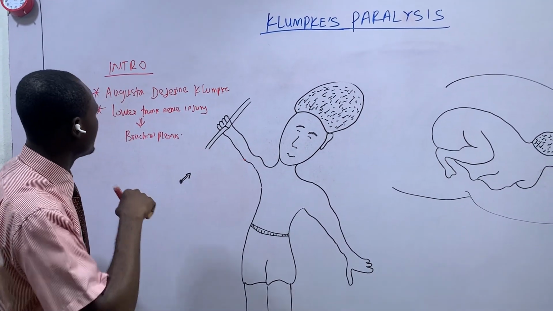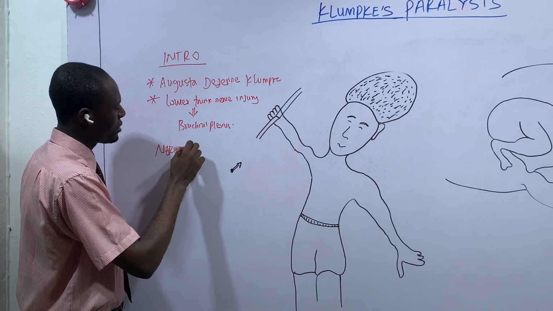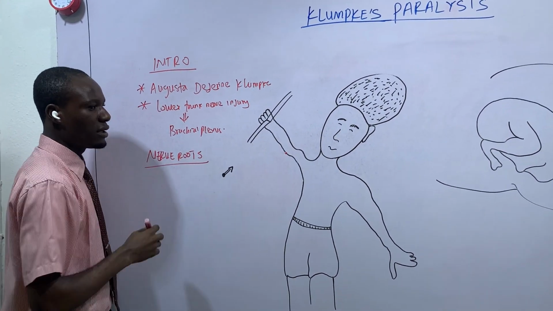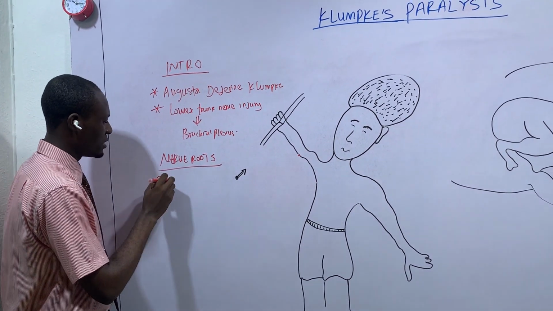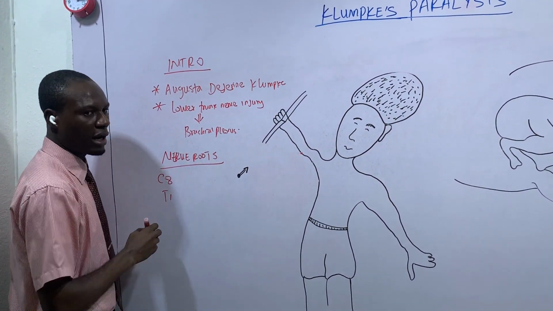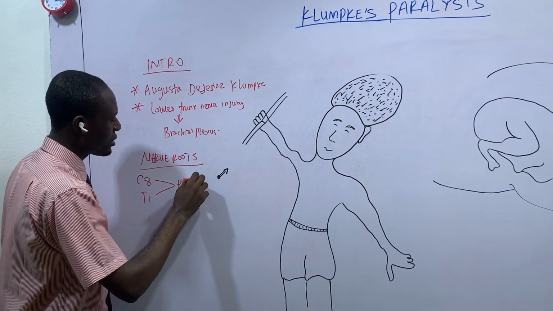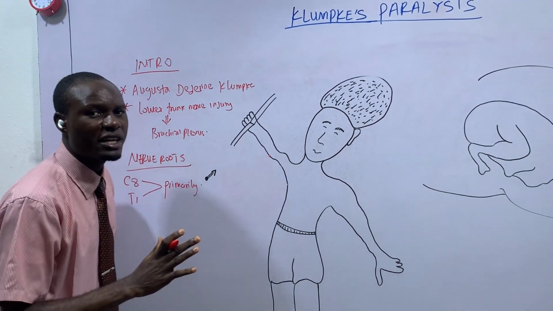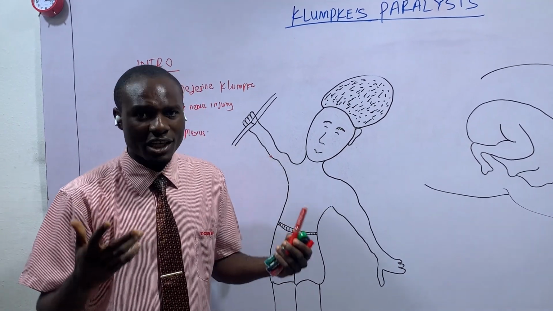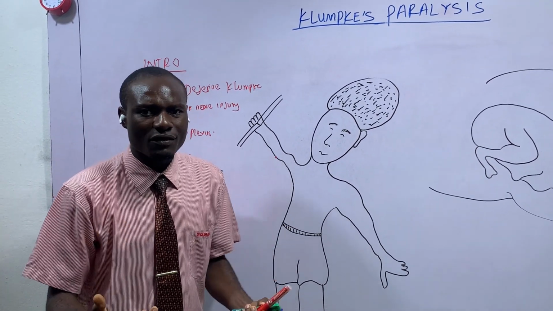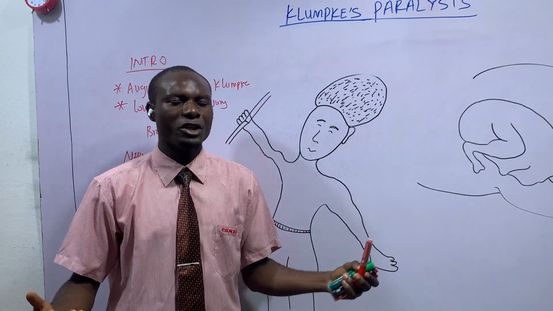What are the nerve roots involved? The nerve roots involved are simply the nerve roots that form the lower trunk. And what are they? The C8 nerve root and the T1 nerve root are primarily involved. There could be involvement of other nerve roots based on the extent of the injury, okay? C7 could be affected, C6 could be affected.